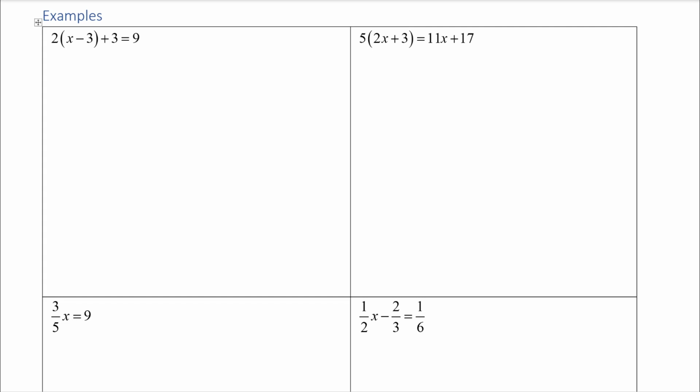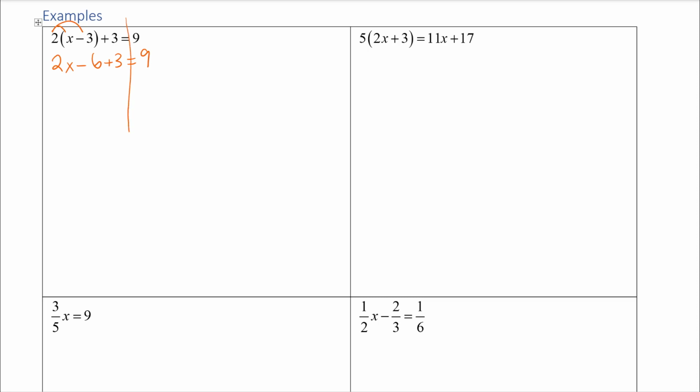So for the first problem, it says distribute and combine like terms on each side as step 1. So the first step, I have 2 times x minus 2 times 3, that's 6, plus 3 equals 9. Now, I have distributed, but I haven't combined like terms on that side.